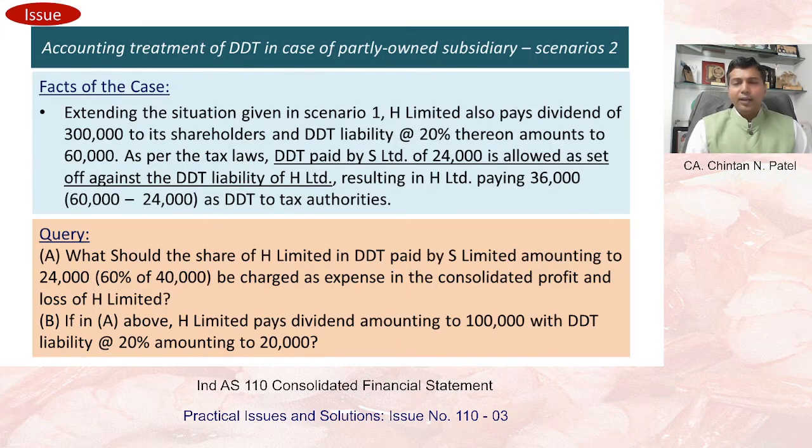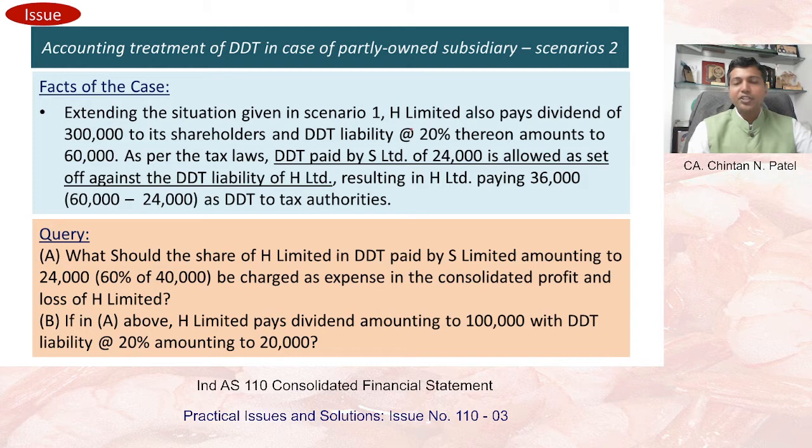Let us look at the next scenario. We are going to discuss 3 scenarios. These three scenarios are different. They provide a different perspective on the whole situation, and all three scenarios are primarily on dividend distribution tax. In the next scenario, H Limited also pays a dividend.